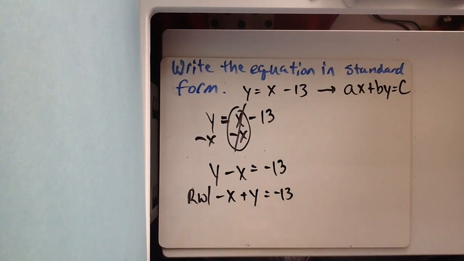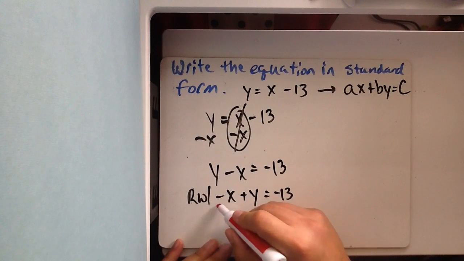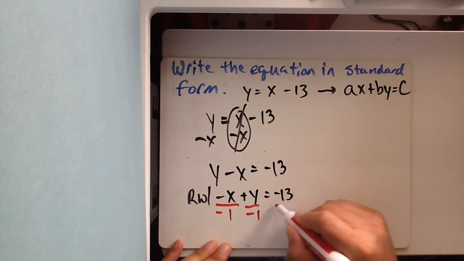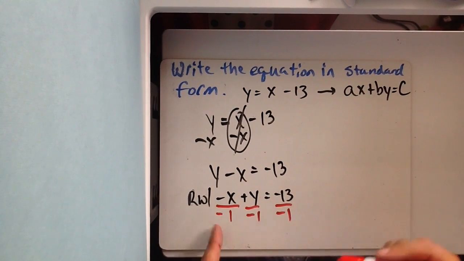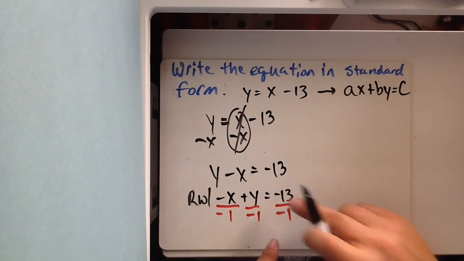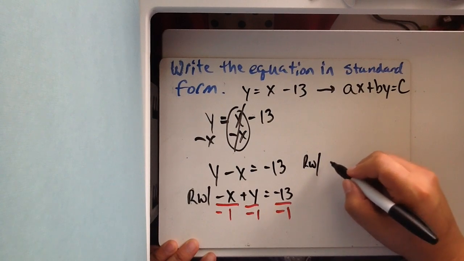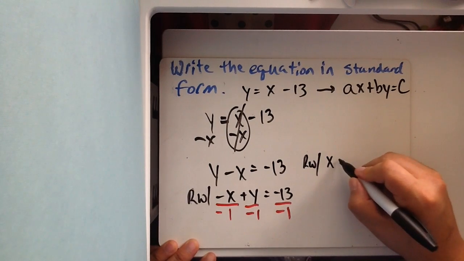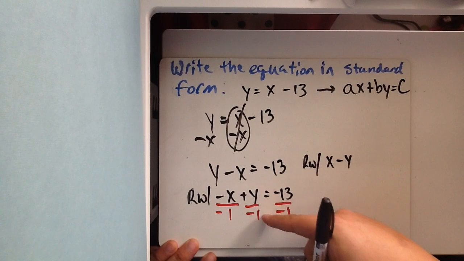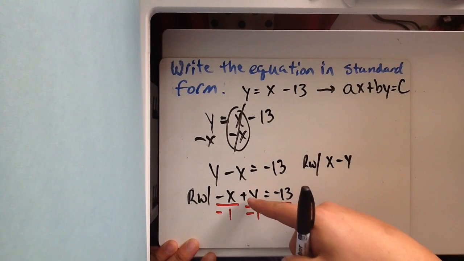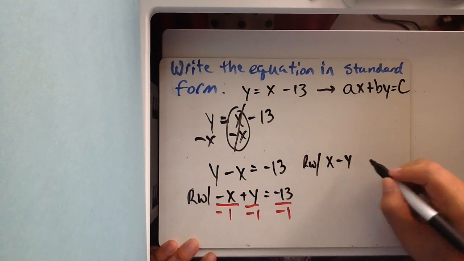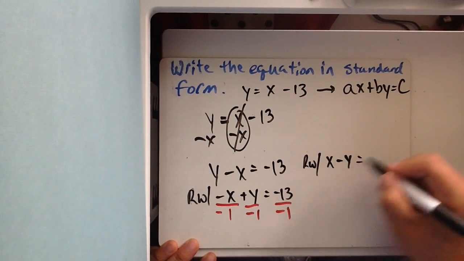So what am I going to do? I'm going to use a little color here. I'm going to divide both sides by negative 1. Notice every term is divided by negative 1, including its sign. I'm going to rewrite, and hopefully I can fit it in before it goes off screen. x minus y, right? Because positive y divided by negative 1 is negative, equals, that would be a positive.